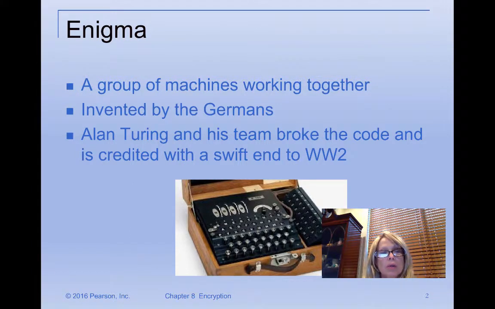The Enigma was a group of machines that worked together during World War II to decrypt the messages from the Germans. It was Alan Turing, a British scientist, and his team who broke the code, and their efforts are credited with cutting several years off World War II.